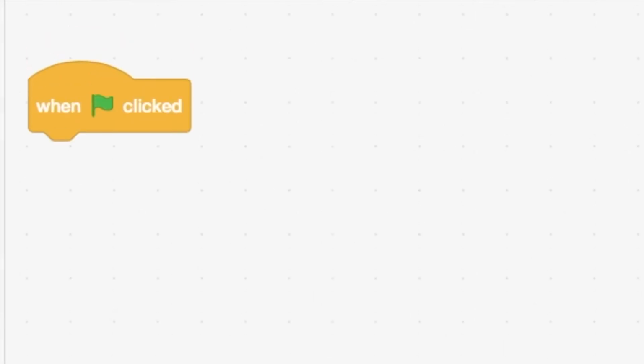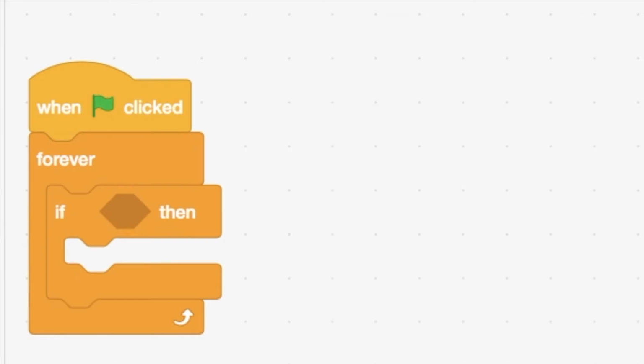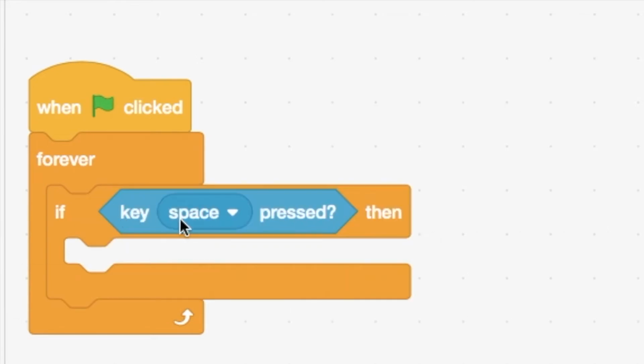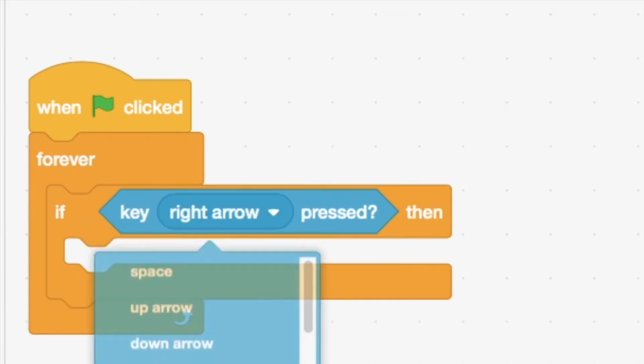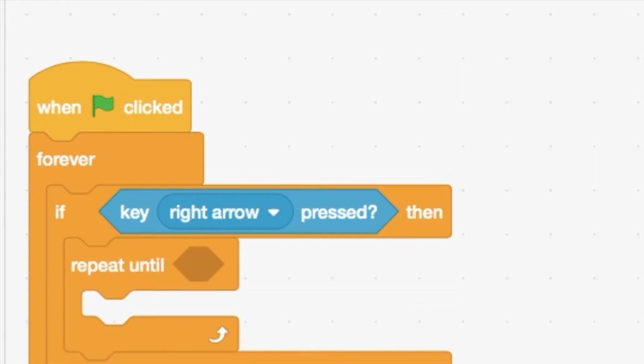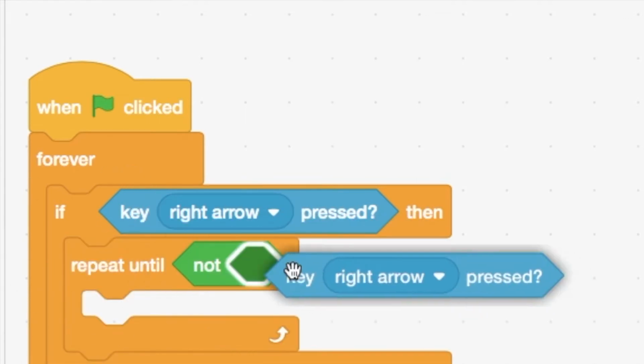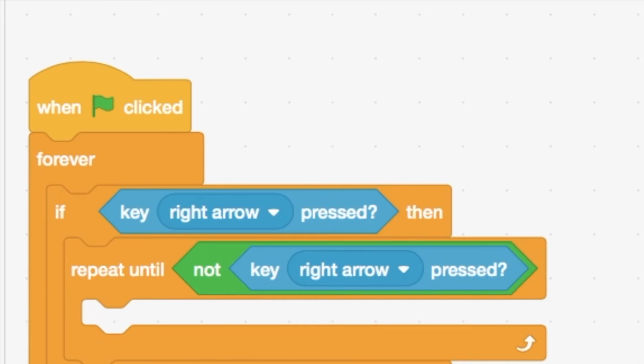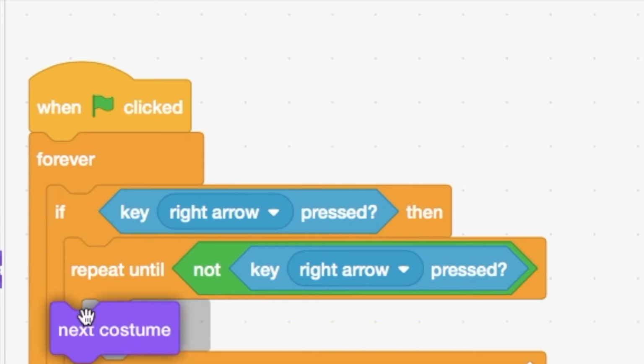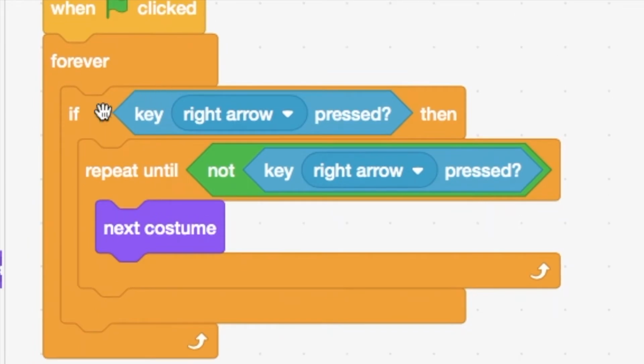We'll start by getting a when green flag clicked block, just to start it all, then forever. If key right arrow is pressed, repeat until not key right arrow is pressed, that is, until it's not being held down. Next costume, you want to drag the next costume block in there.